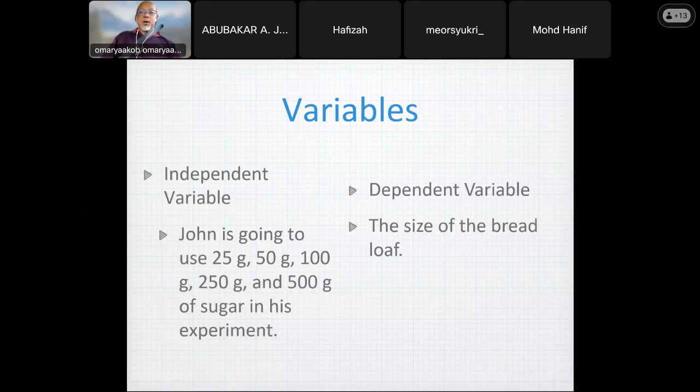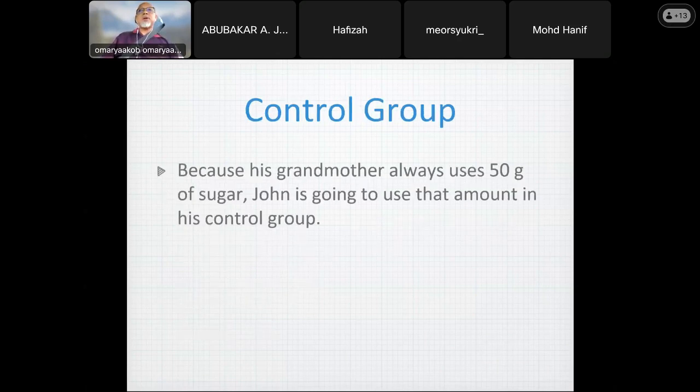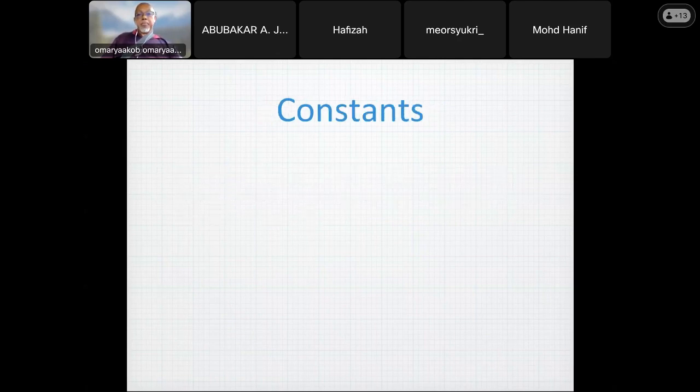Because his grandmother always uses 50 gram of sugar, John will use that as the control group. So he knows that 50 gram is what the grandmother always uses. So let's use 50 gram, and then he's going to change from 50 gram further up. So what are the constants? Anybody want to suggest the constants?